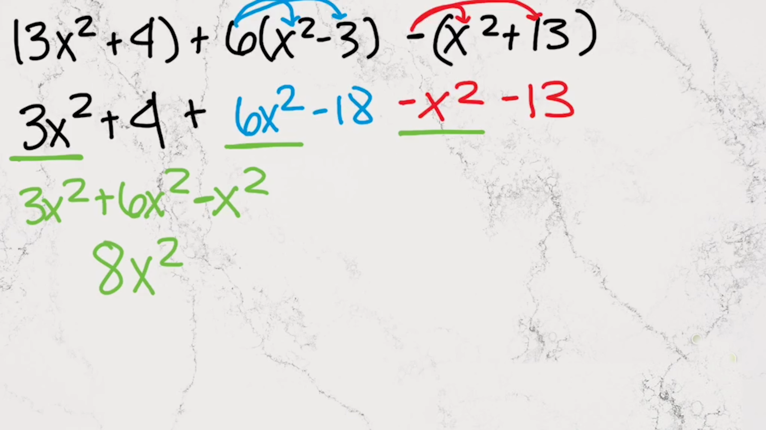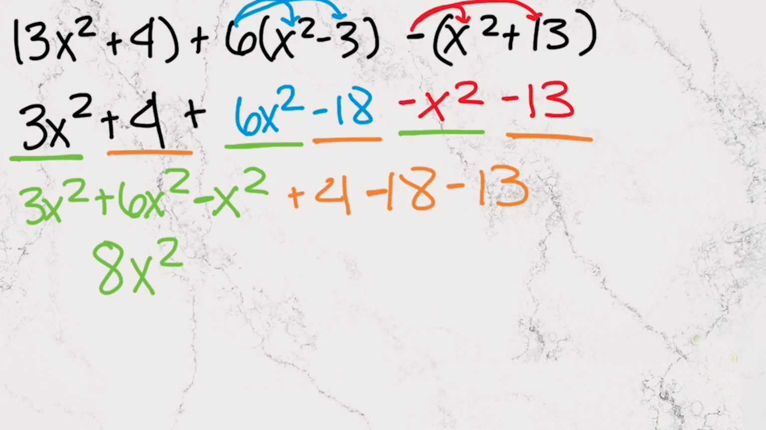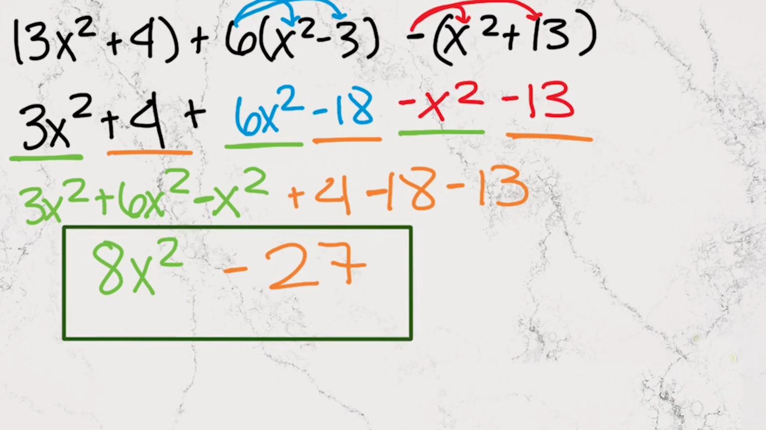Well, I don't have any x terms, so I'm just going to combine all my constants. I have 4, negative 18, and negative 13. So I have 4 minus 18 minus 13. Well, I know that 4 minus 18 is negative 12. Minus 13 makes this a negative 27. So that is what my polynomial will equal to.